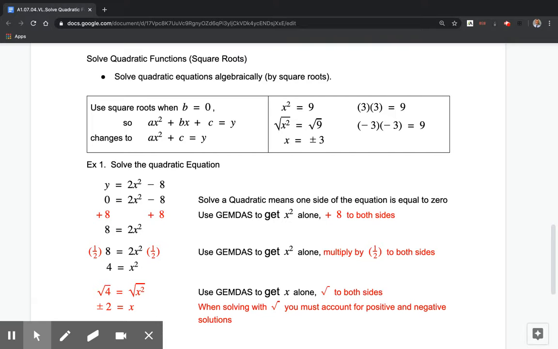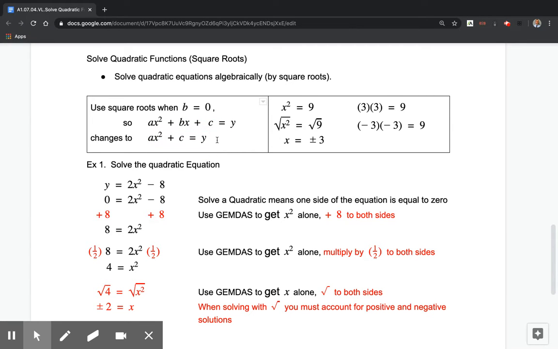We are solving quadratic functions using square roots, and we'll know that we want to use the square root when the b value is equal to 0. So in this case, if ax squared plus bx plus c equals y, that's in standard form. If the b value is 0, 0 times x, that term drops out, and then we're just left with ax squared plus c is equal to y.